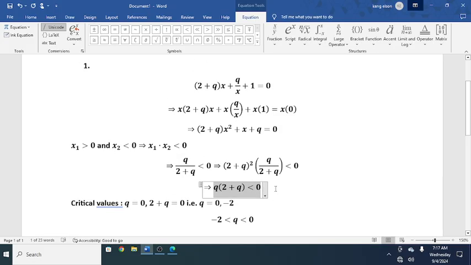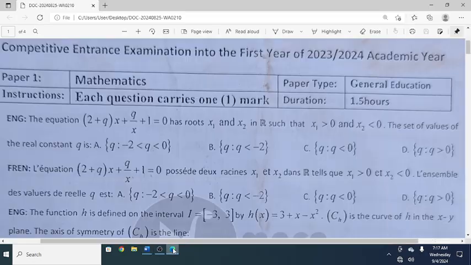Okay, so let's go back now to the options. You see that option A is correct. So for question 1, option A is correct.